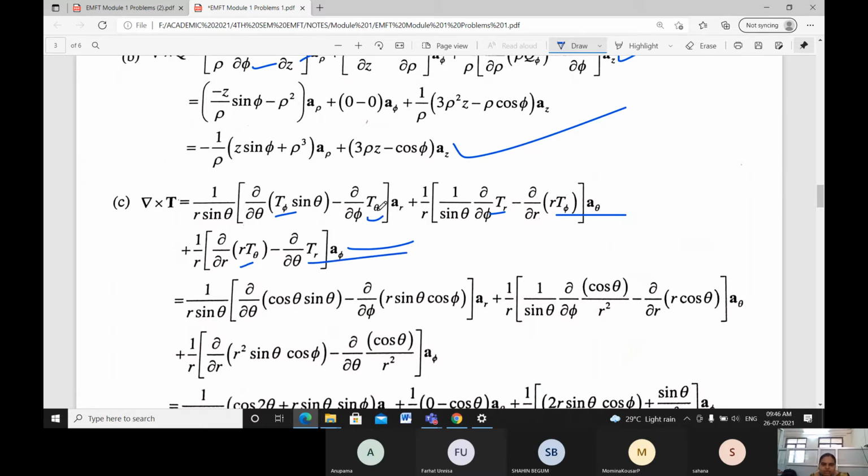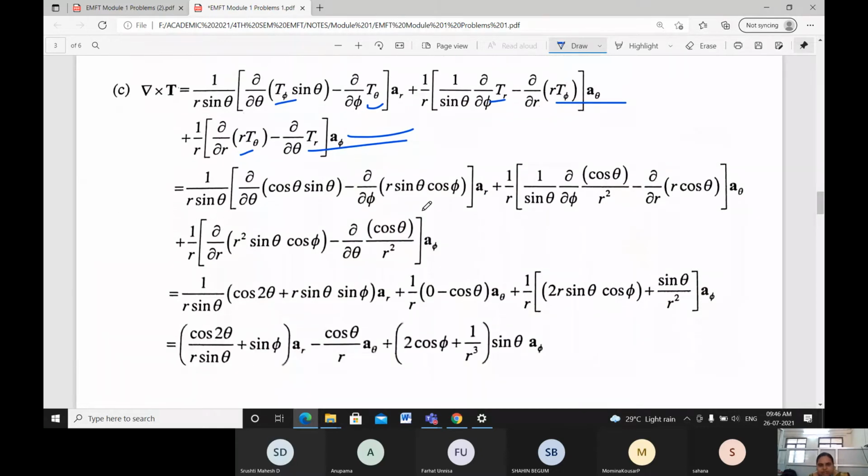Just substitute and go on differentiating. If you are good in differentiation, it will be easy for you. And differentiation is not given in multiple ways. Simple differentiation, just go on differentiating. You'll be getting the last equation as cos 2 theta divided by r sin theta plus sin pi into a r, minus cos theta divided by r a theta, plus 2 cos pi plus 1 by r cube sin theta a pi.